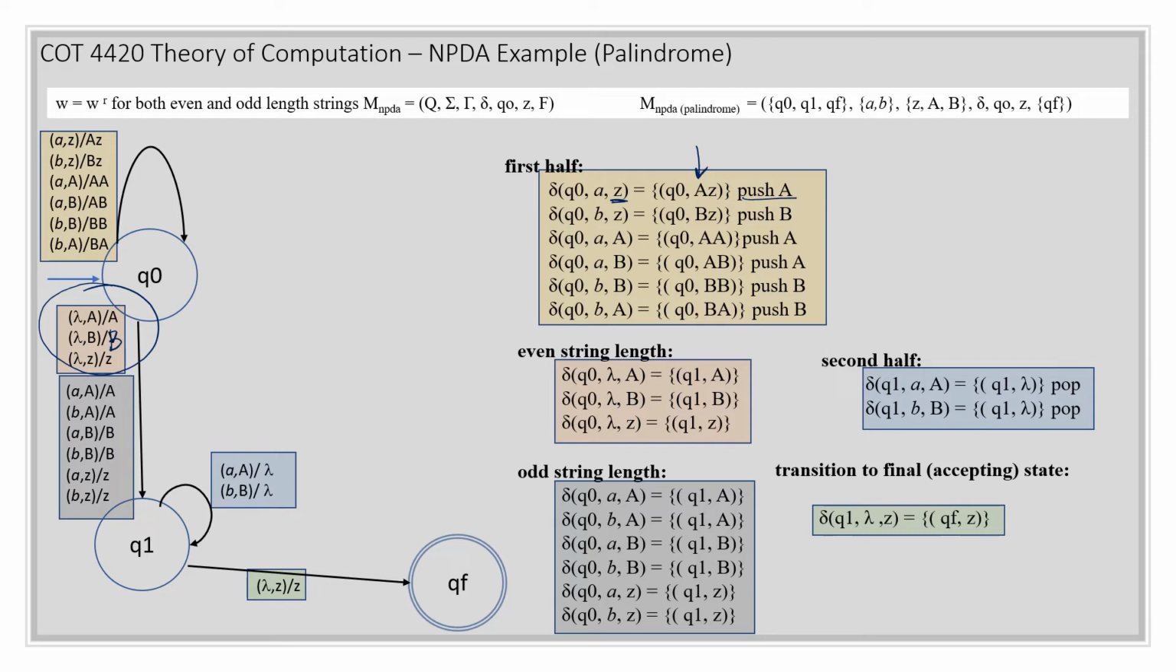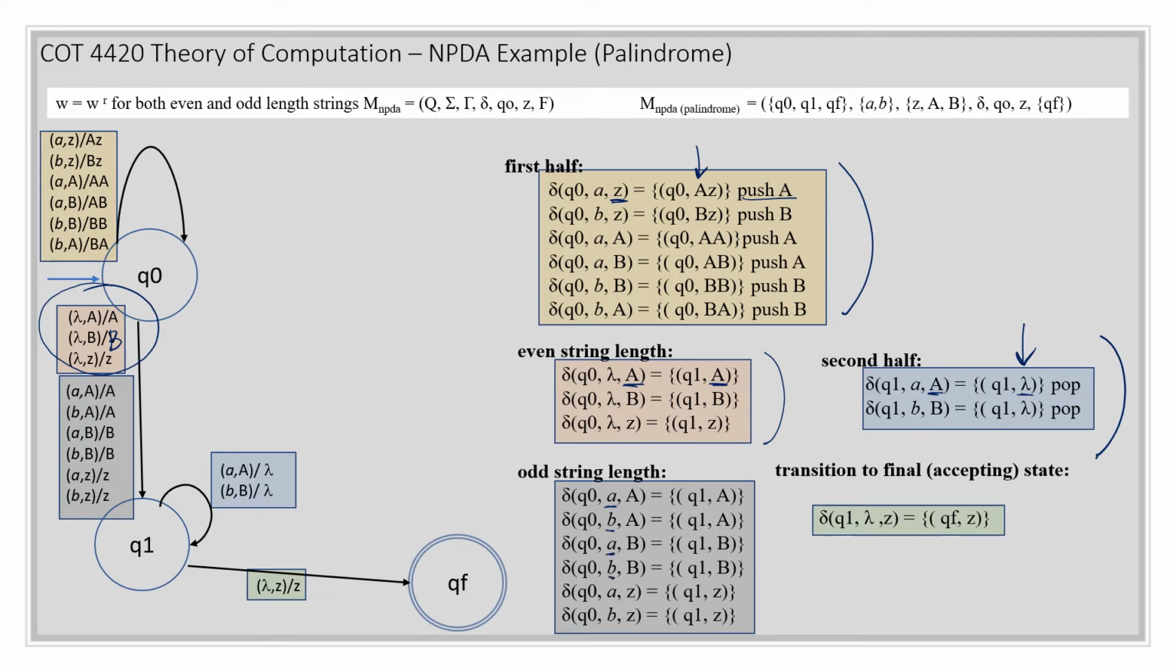So you're adding to the stack. If there's an A on top and the stack is the same, you're leaving the stack alone. Here, if there's an A on top and you have lambda, that means you're popping that A off. So here, with an even length string, you're just going to make lambda transitions. You're going to do the first half, then take a lambda transition, and then do the second half. With an odd length string, you need to consume whatever character it is.